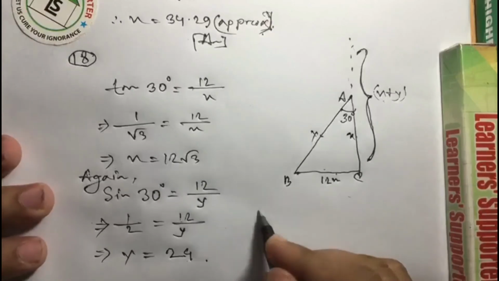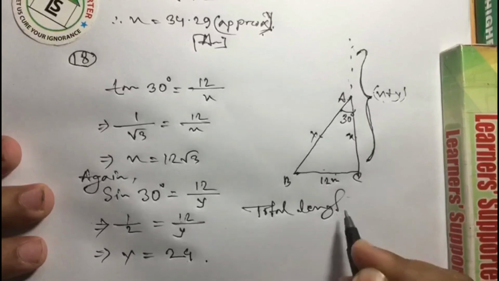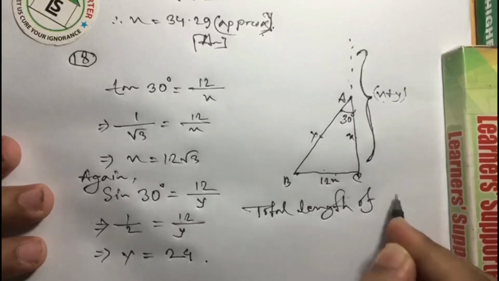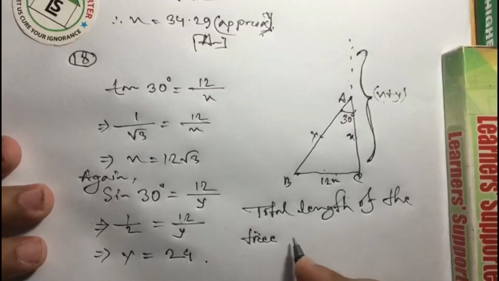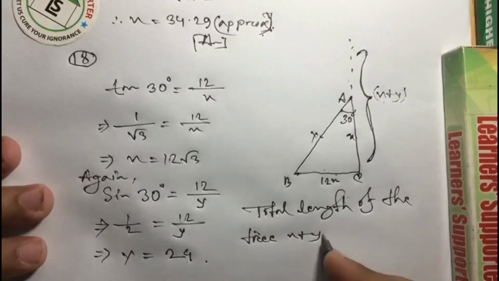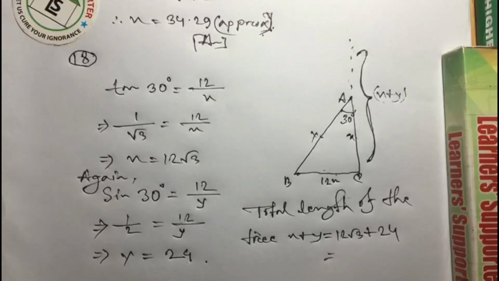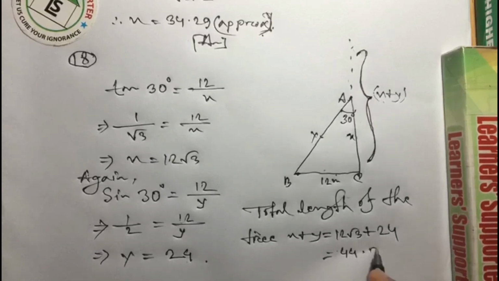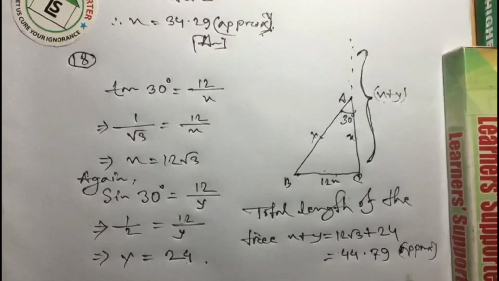Now the total length is x plus y equals 12 root 3 plus 24, and if we do it using a calculator, 12 root 3 plus 24 is 44.79. It is also an approximate result, and it's our answer.